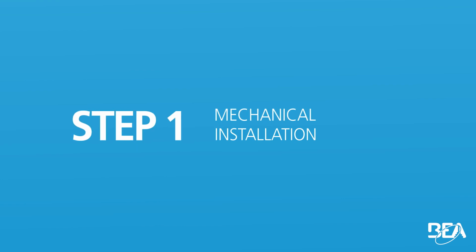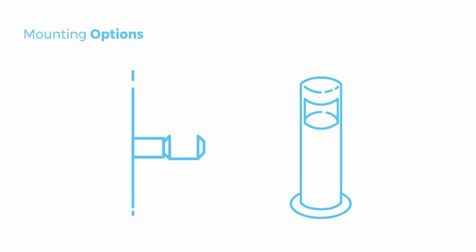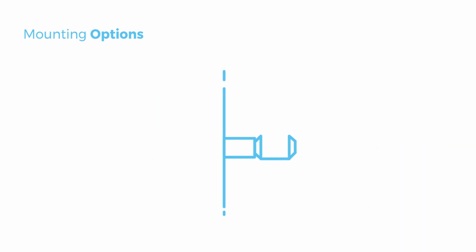Now let's start installing the sensor. To mount the sensor in the correct position, you can use a bracket mounted directly on the barrier housing or an installation post. In this tutorial, we choose the mounted bracket.